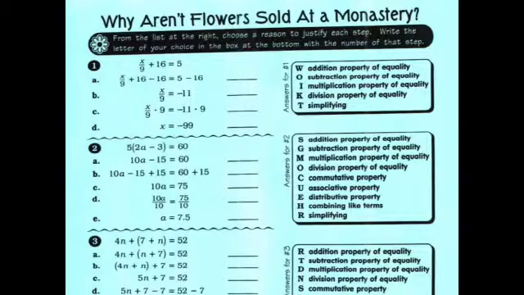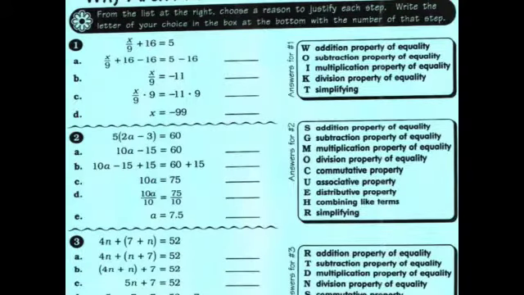Alright, time for the why aren't flowers sold at a monastery solutions. So your assignment looks like this, and basically all you're doing is filling in these blanks with what letter corresponds to that. So if you look at number 1, we have some lovely steps for solving this equation here.